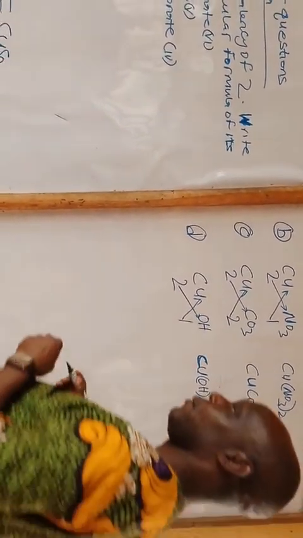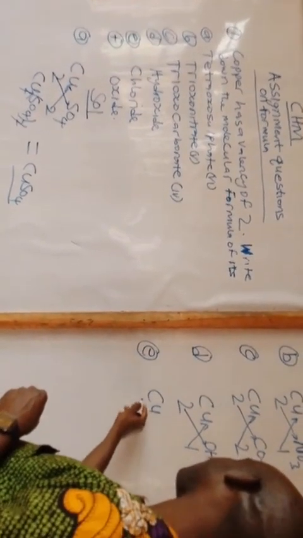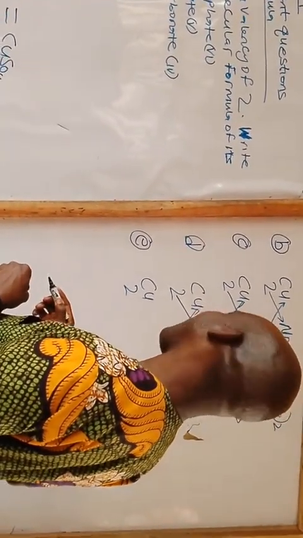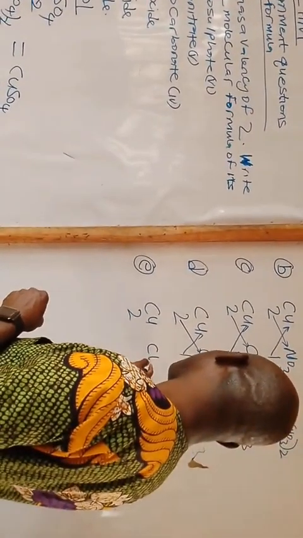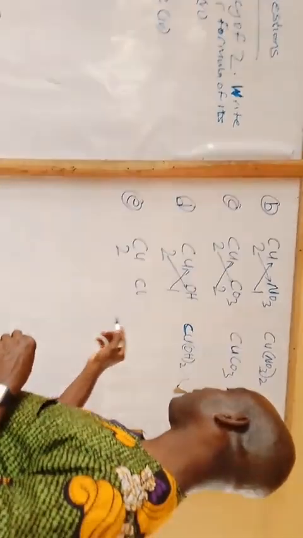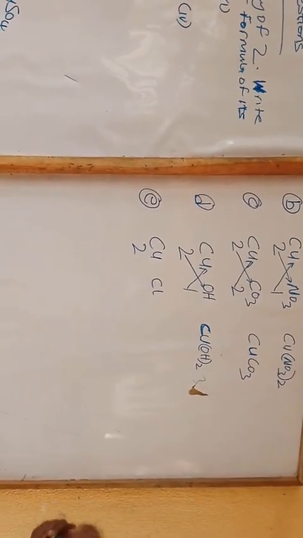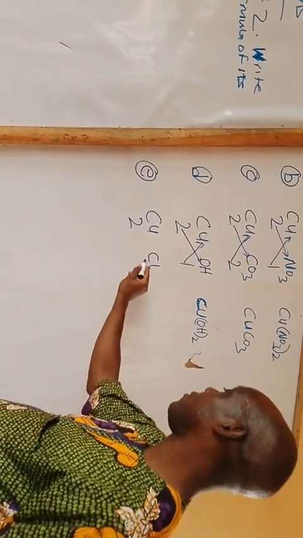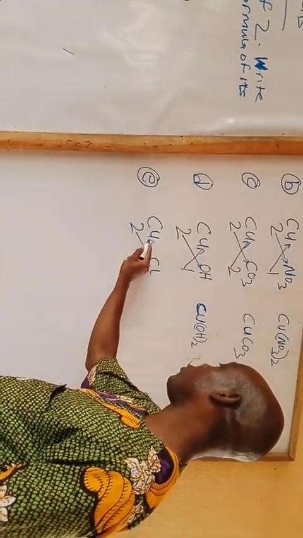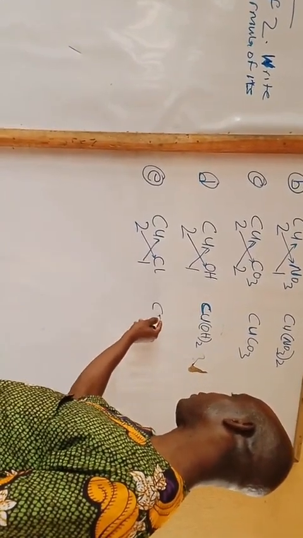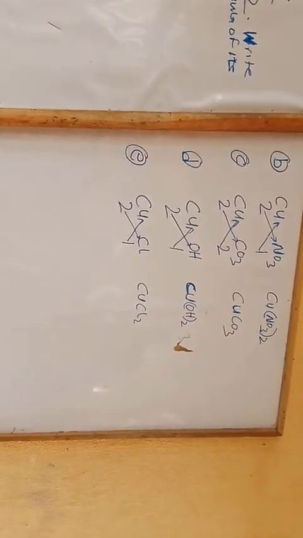Then the E part of the question. Copper has a valency of 2. Then find the molecular formula of its chloride. Chloride is from chlorine, which is Cl. The valency of chlorine, which belongs to group 7 of the periodic table, we've already established in our previous classes, is 1. So the 2 for copper goes to chlorine, the 1 for chlorine goes to copper. So that now gives us CuCl2. So copper 2 chloride is CuCl2.